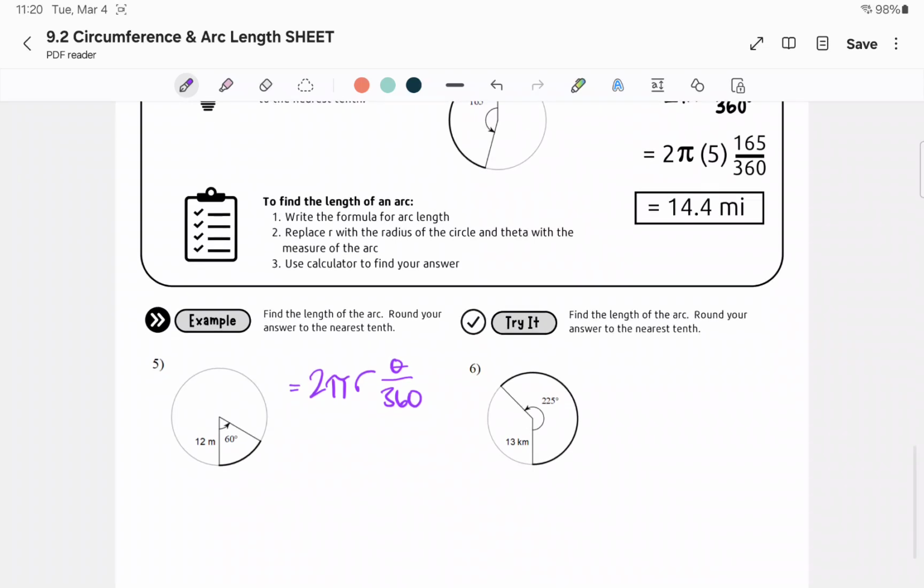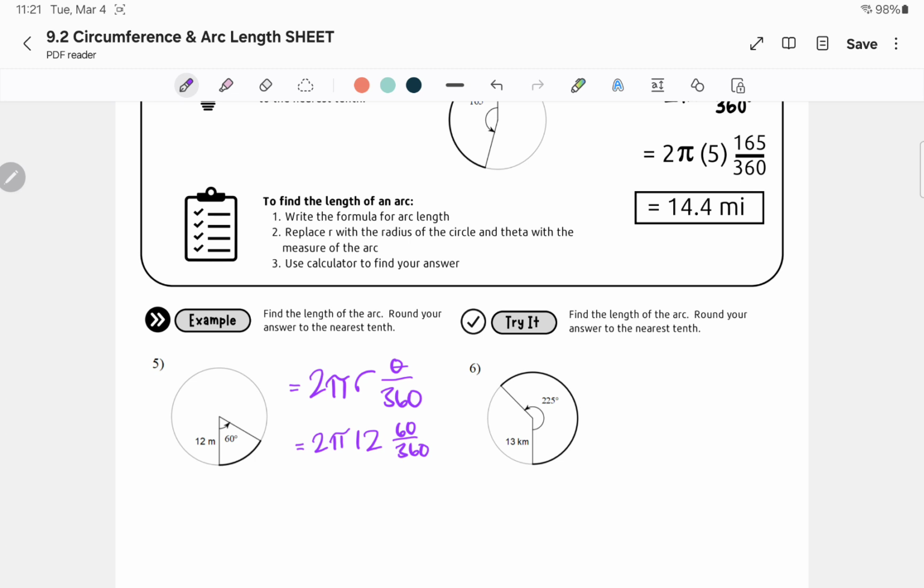Again, just like the other one, they're going to give us all of these things that we can fill in, right? The 2 does not change. Pi does not change. But the radius in this case is 12 meters. So let's put 12 for radius. And the theta, our angle in this case, is 60. So 60 over 360, all right? And hopefully you can recognize that 60 out of 360 is 1/6. So all we're doing is taking the circumference of the circle and taking 1/6 of that, okay?